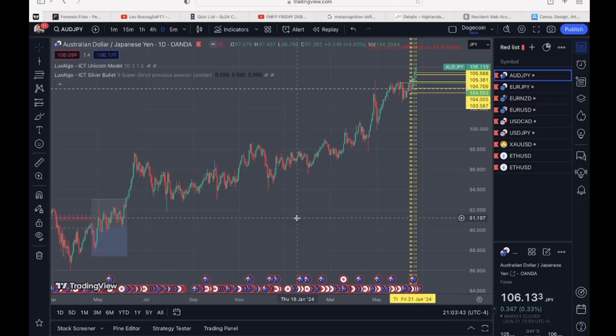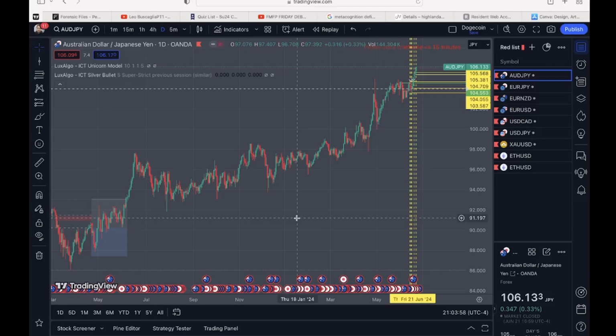I will be showing you guys a strategy that I use on odd JPY. This is starting to become my favorite pair because of how clean cut it is. It's not difficult to trade, and it gives pretty good setups.